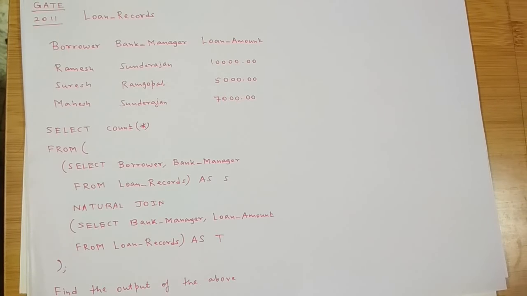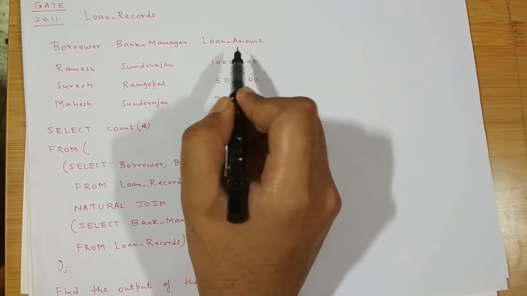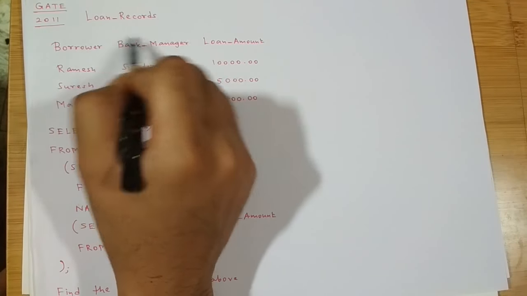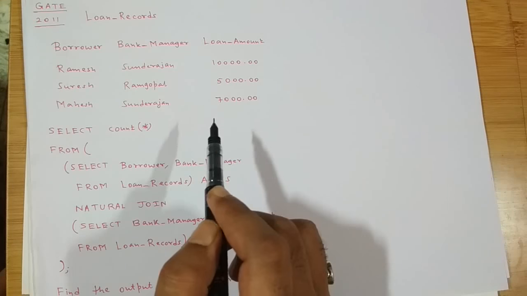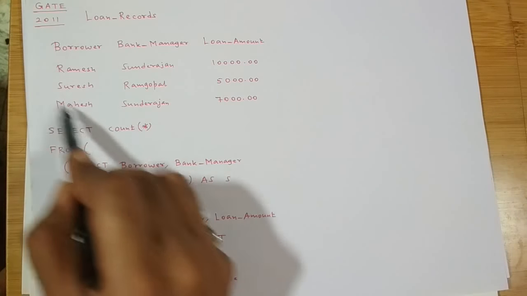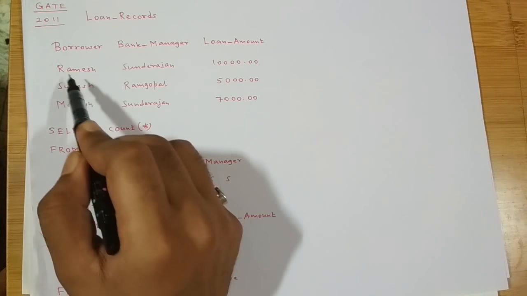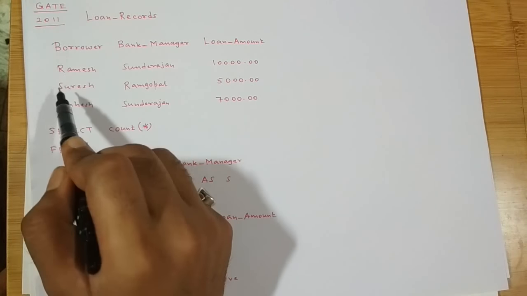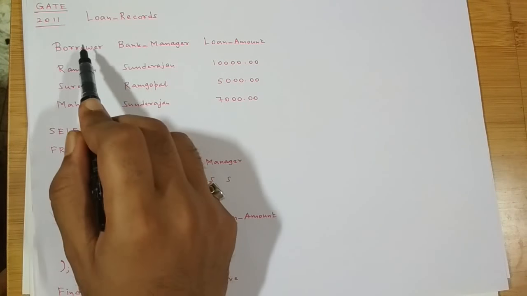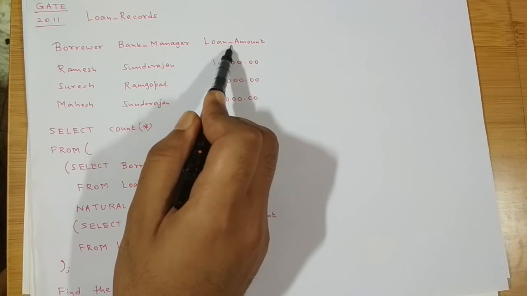So this question has been asked in GATE 2011. We have been given a table by the name of loan records, or a relation as you may call it, and we have been given an instance of it. As you can see, there are three tuples, three rows here, and there are three attributes: borrower, bank manager, and loan amount.